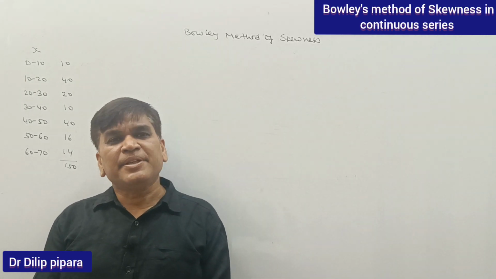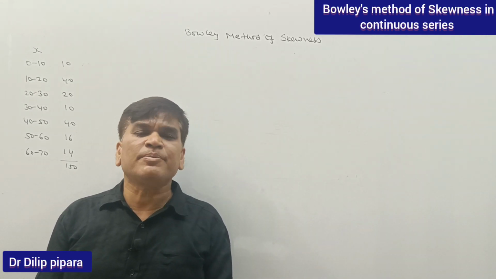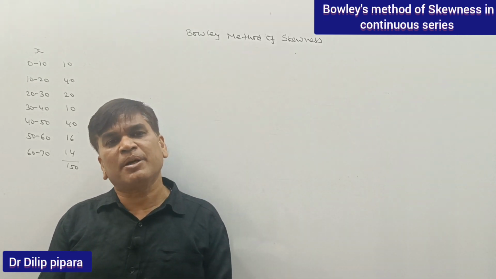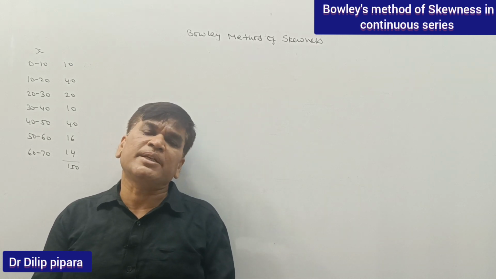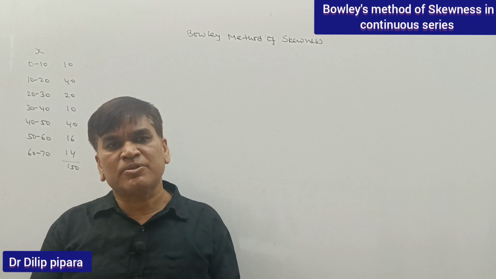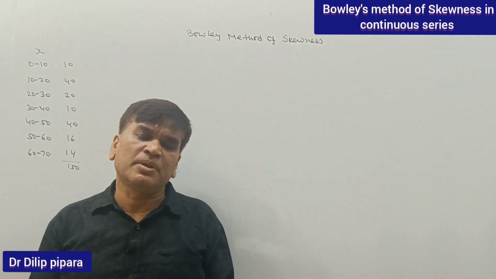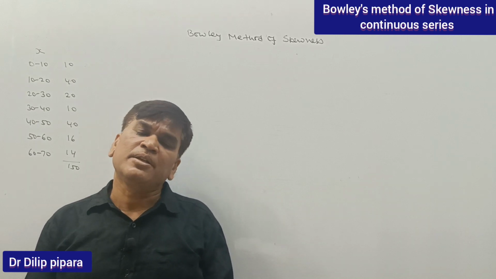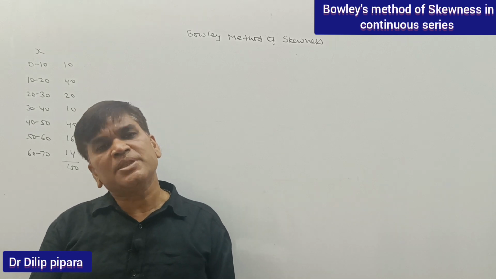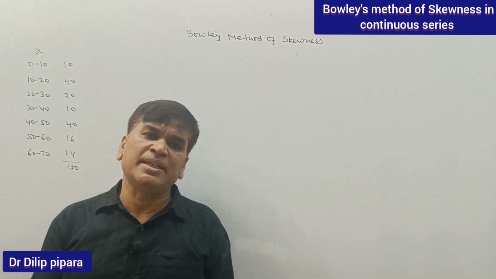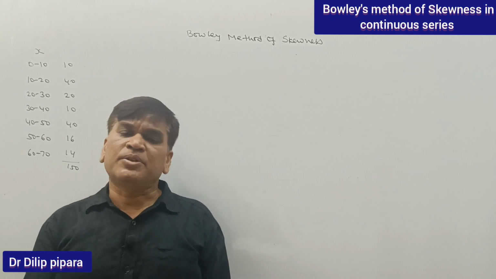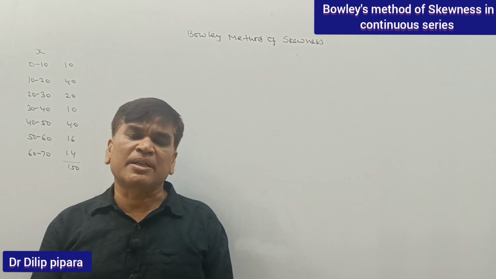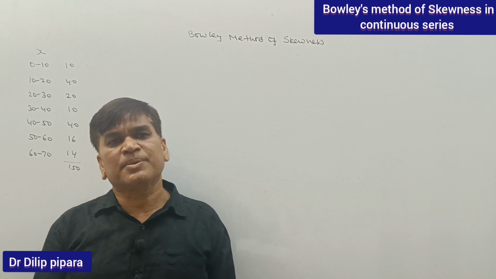In the last video on skewness, we learned what the Bowley method of skewness is and how to calculate the skewness value, that is Q3 plus Q1 minus 2M, and the coefficient of skewness, that is Q3 plus Q1 minus 2M divided by Q3 minus Q1. We also learned how to use this method for an individual series and a discrete series. In today's video, we will discuss how to use the Bowley method to calculate skewness in the case of a continuous series.